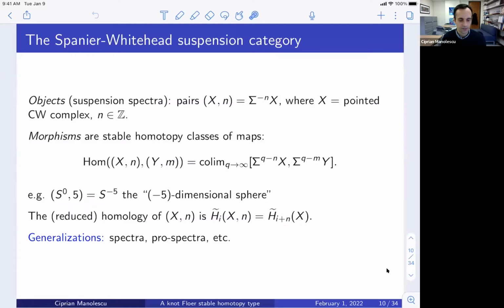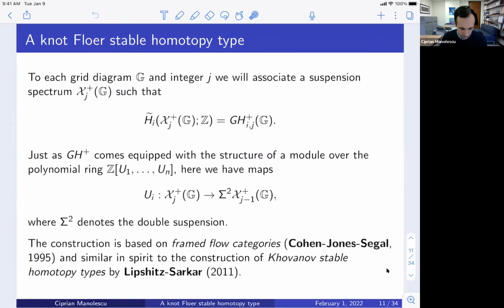There are generalizations of this category that algebraic topologists like to talk about, like spectra and prospectra. But for GH plus, the object we will construct is just a pair of this type. So what I want to explain is how to associate to each grid diagram G and integer j this suspension spectrum X_j^+ of G, such that the homology is the grid homology, the plus version.